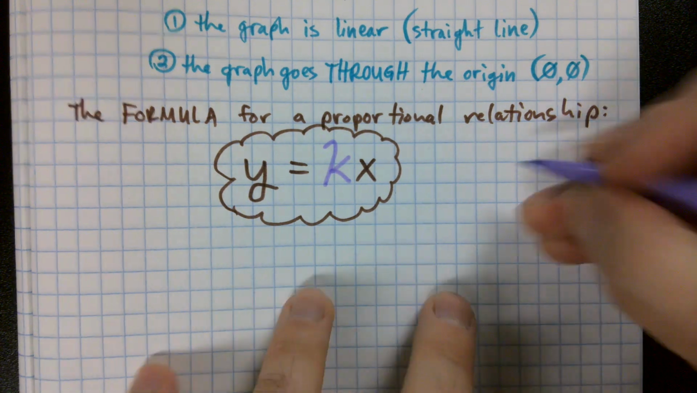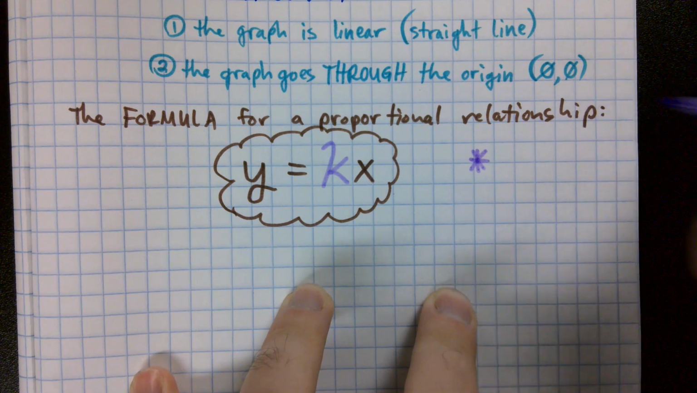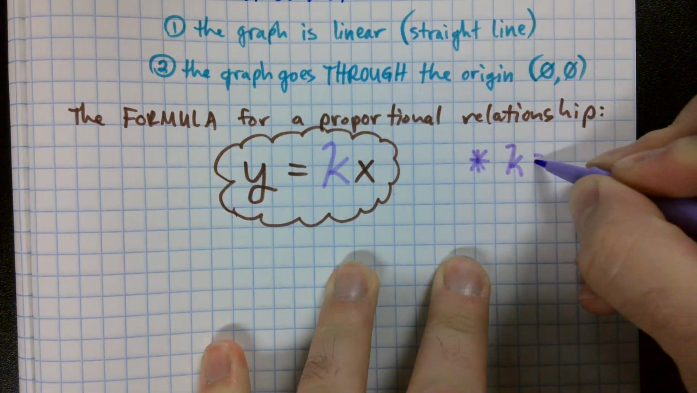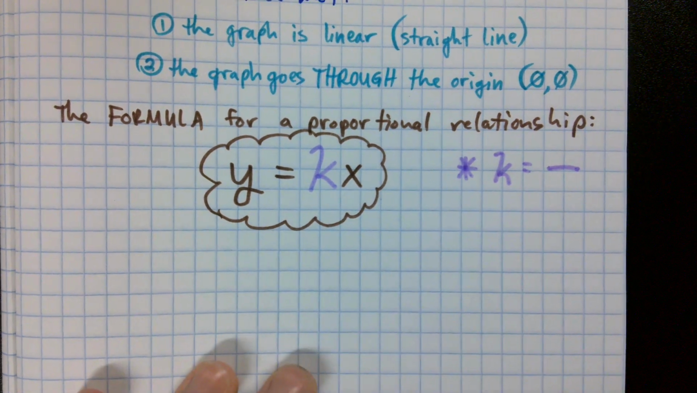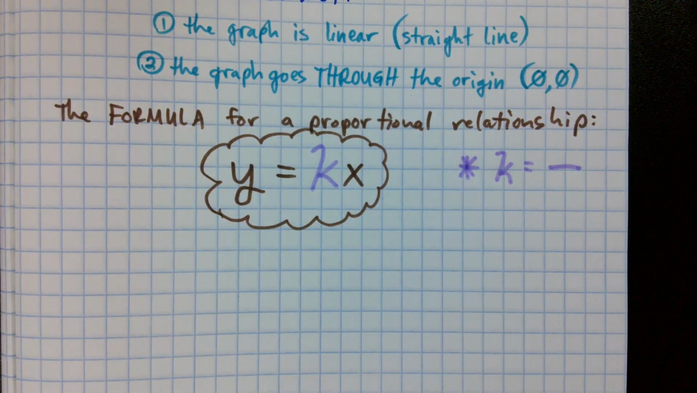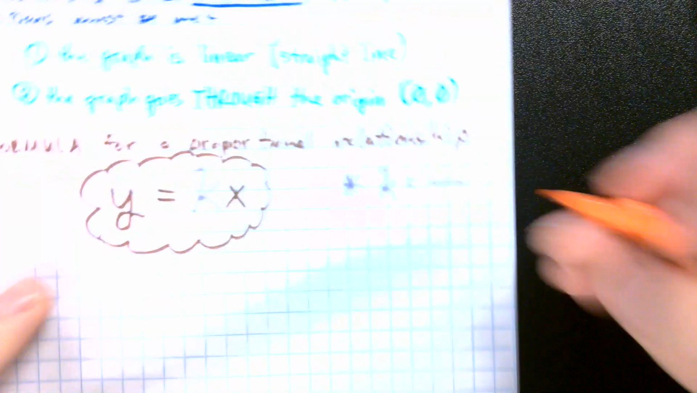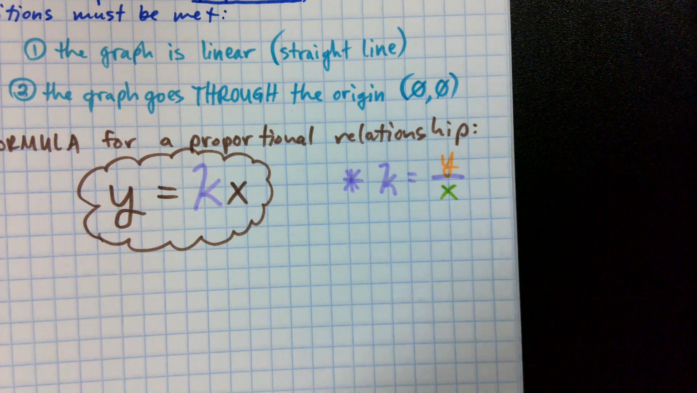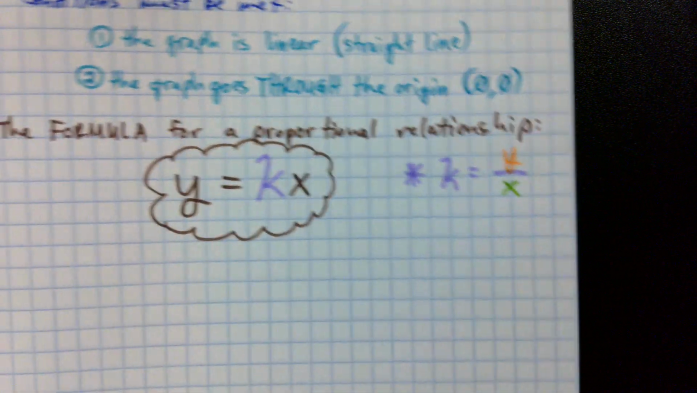Off to the side, we're going to write a little asterisk or a star, and we're going to remind ourselves that k is equal to what? Anyone remember what k is equal to? Y over x. That is right. Was my y orange or was my x orange? Y was orange. Just like we learned yesterday, k is equal to y over x.